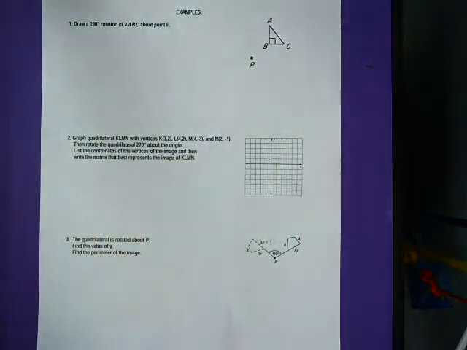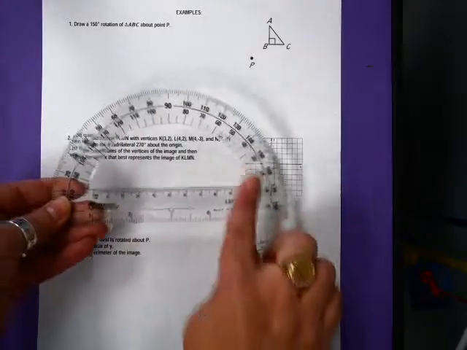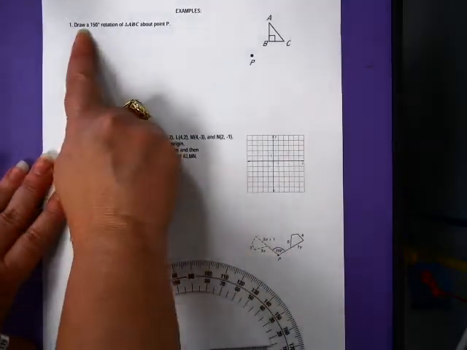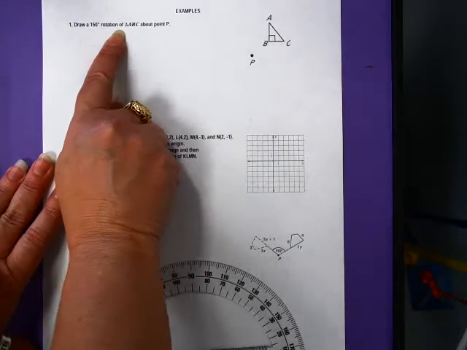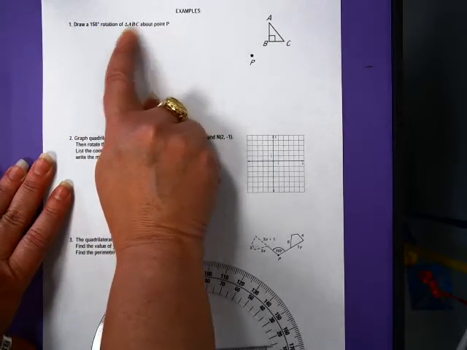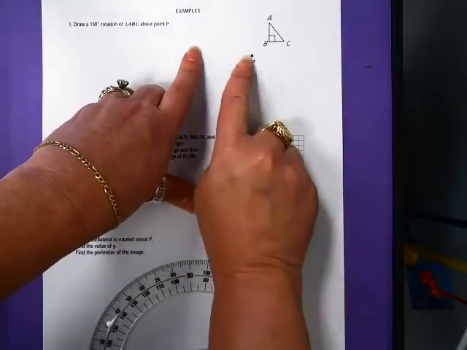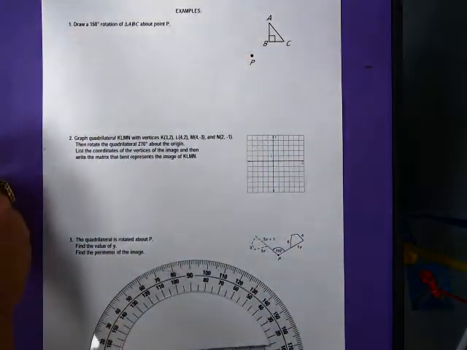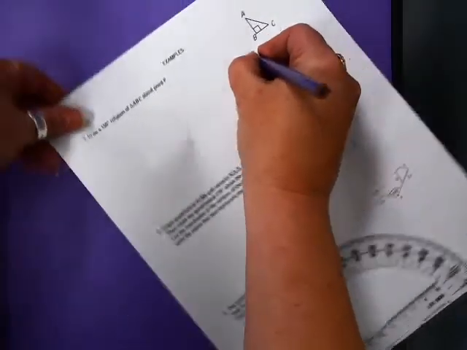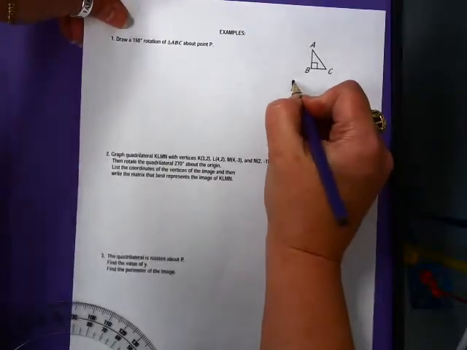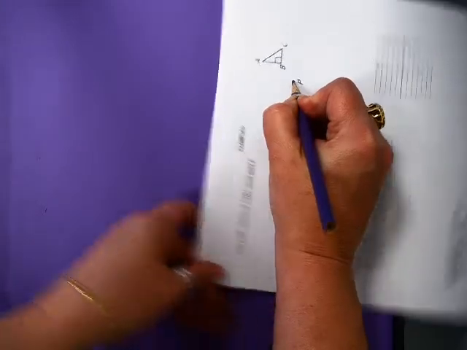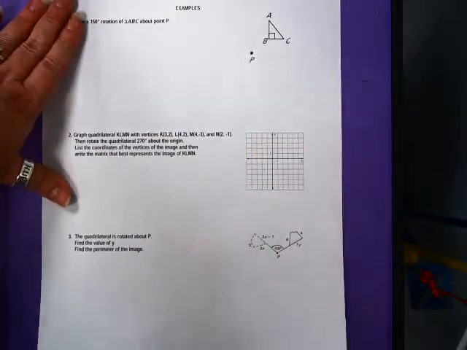All right, so the next page, you are starting our examples. You're going to need a protractor to use as a straight edge, and you need a protractor because we need to measure the degrees. Okay, draw a 150 degree rotation about point P of triangle ABC. So there's our point of rotation. Notice how it's not the origin. It's around this point. So this is where I would turn it, and I need to turn it 150 degrees. So this is how you do that.